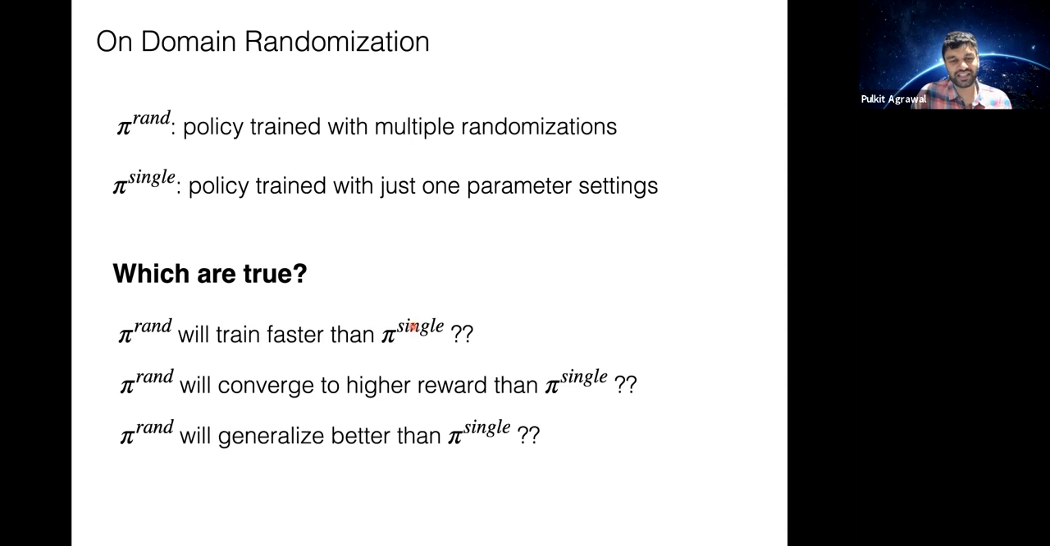And an obvious next question is, will Pi rand generalize better than Pi single? So now we are talking about test time performance. So again, we have a small poll for this, so I'm going to launch it. So is there any benefit at testing time for doing this randomization?